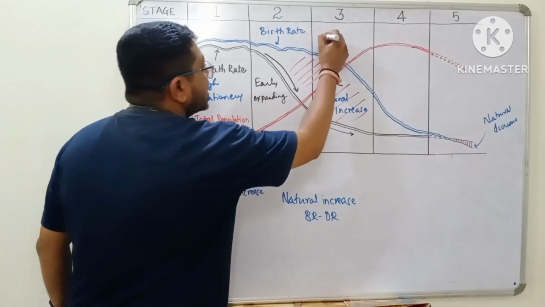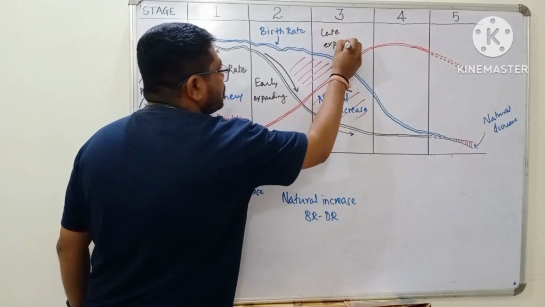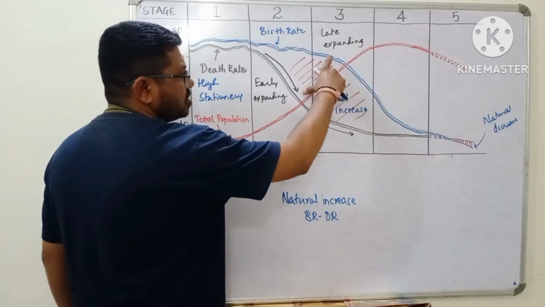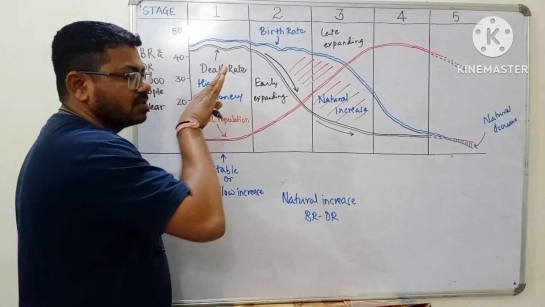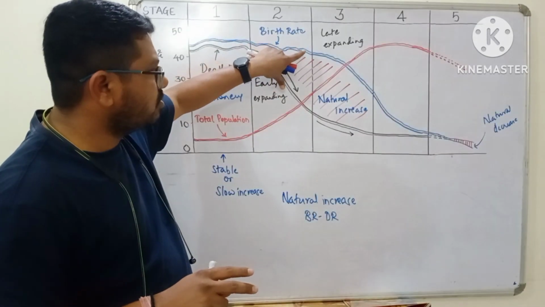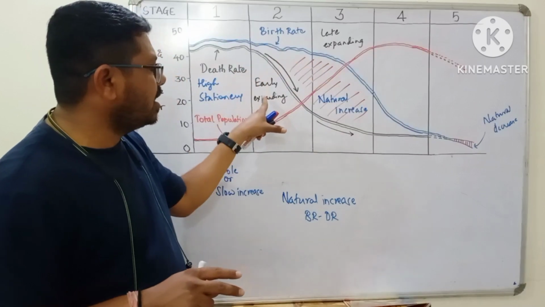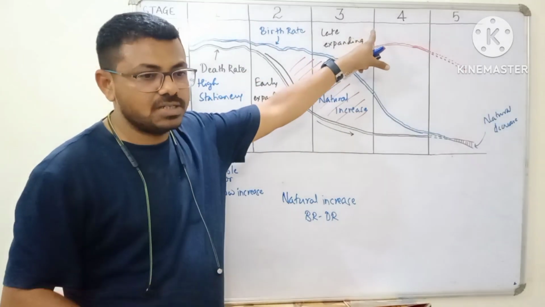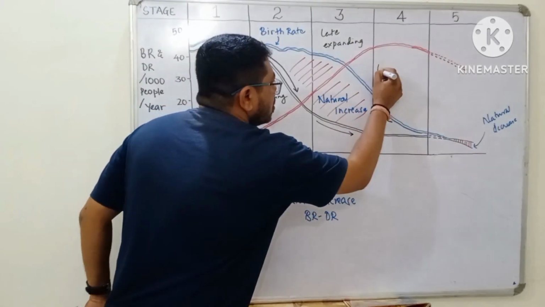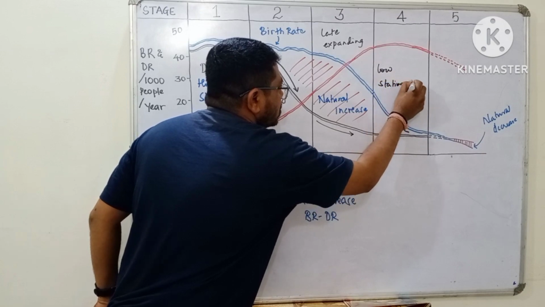The third stage is late expanding, because you can see the expansion is there, but the expansion is decreasing. The early is over here, the gap increases and then decreases. So early expanding, late expanding is the third stage. The fourth stage is called low stationary.